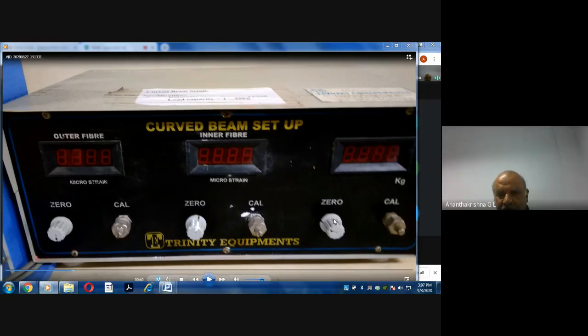And before we start the experiment, we do calibration. That is, set kg to 00, set the load to 00 here using this knob. The inner fiber will also get some values once you switch it on. So rotate this knob, which is indicated by 0, and see that it is set to 0. Similarly, the outer fiber.